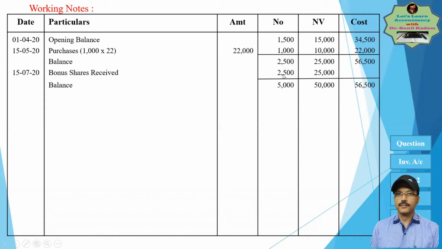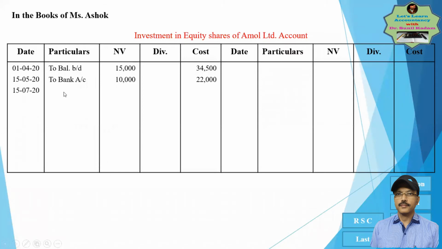Therefore, recording the increase in the number of shares or the nominal value is important to find out profit or loss correctly. Okay, so let's record this bonus in a ledger account also. In the ledger account, we will write on 15/7, bonus, in nominal value only. Nothing will be recorded in cost here because not a single penny has been paid. The 25,000 nominal value has been increased, so automatically the number is increased and the cost remains the same.